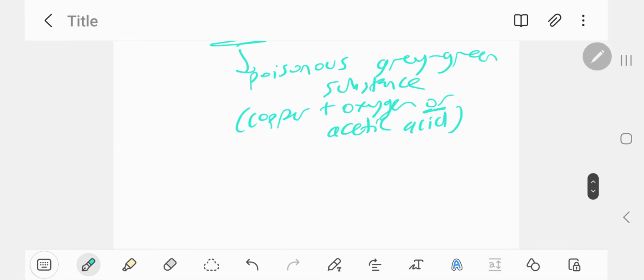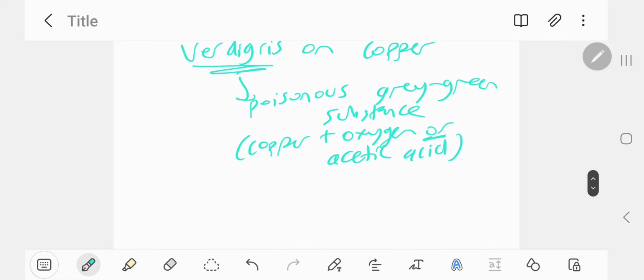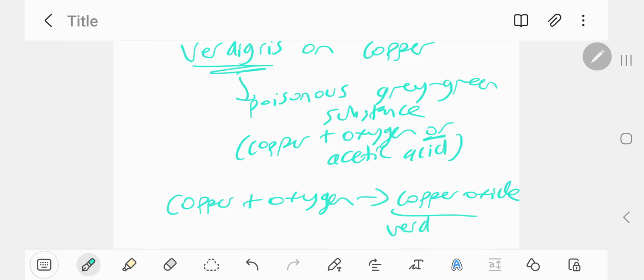So if you're cooking foods in copper pots and you're using acid like acetic acid, vinegar, the copper pot will eventually turn a sort of blue, green-grey color. That's verdigris. So copper plus oxygen forms copper oxide. That's known as verdigris. The Statue of Liberty has this color. It was originally sort of bronze color due to the copper it's made of. Over time, because the copper would react with oxygen in the air, it formed the color that it has today.